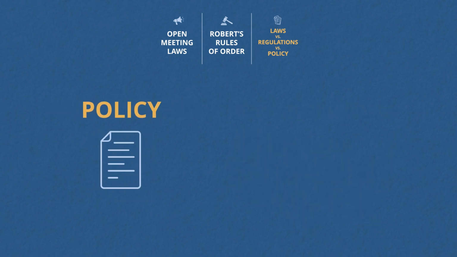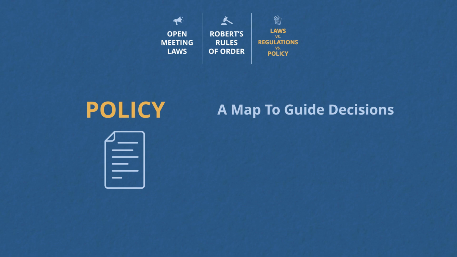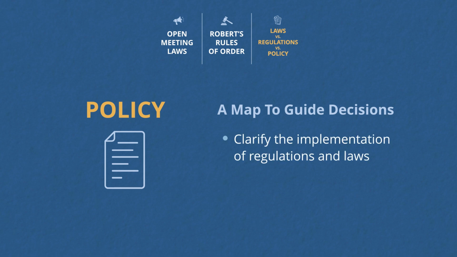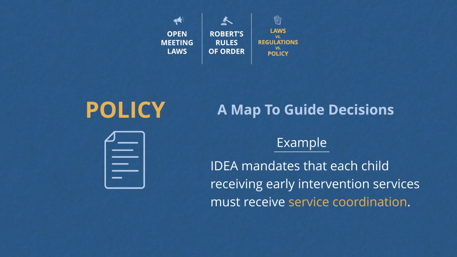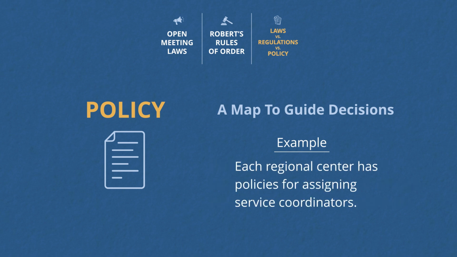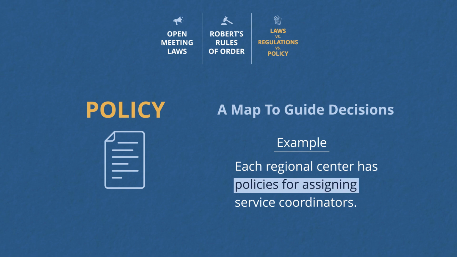A policy can be thought of as a map that guides the decisions of an organization or institution. Policies tend to be put in place either to clarify the implementation of regulations and laws, or as a response to an unforeseen problem. For example, IDEA, which is a law, mandates that each child receiving early intervention services must receive service coordination. Each regional center or local education agency has policies for assigning service coordinators.